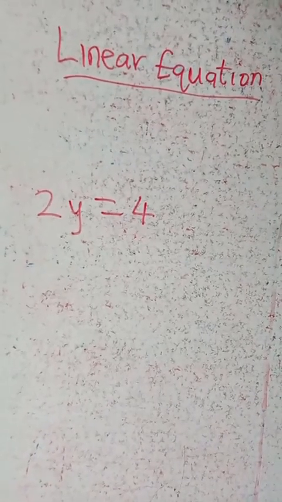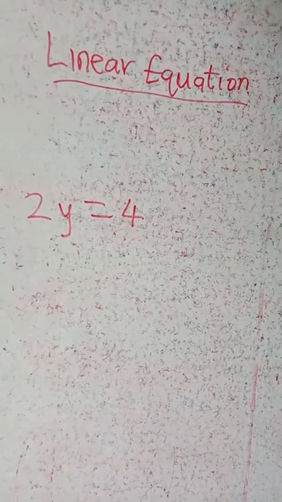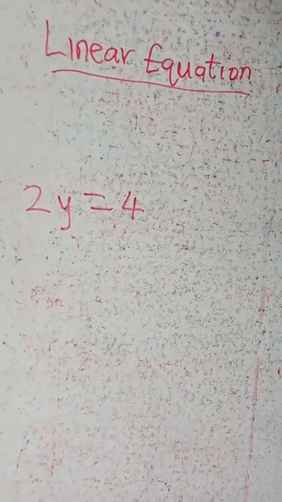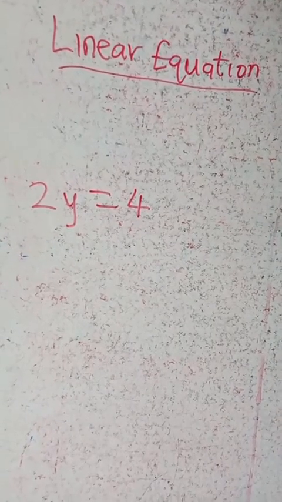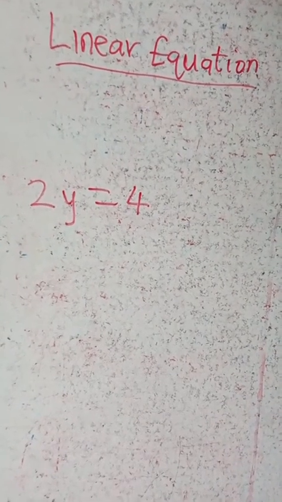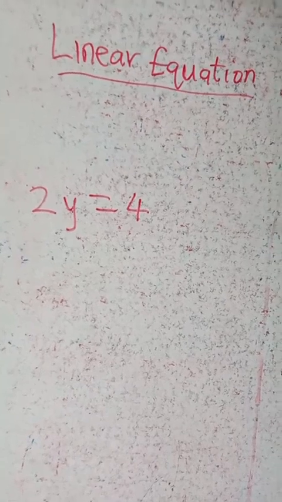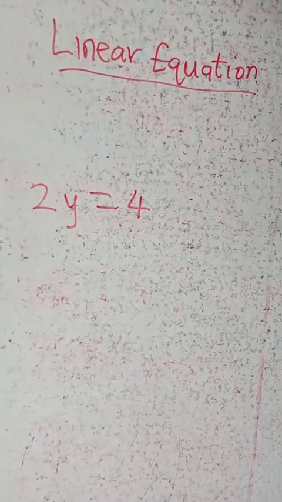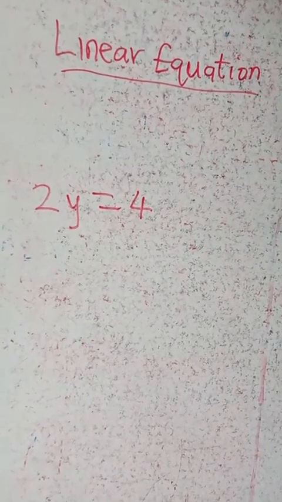Today we'll be talking about linear equation. What is linear equation? Linear equation is the comparison of two sides of an expression that contains only one unknown, that is only one alphabet. In a linear equation, you will not see more than one different alphabet.